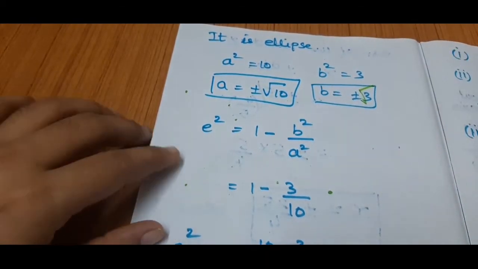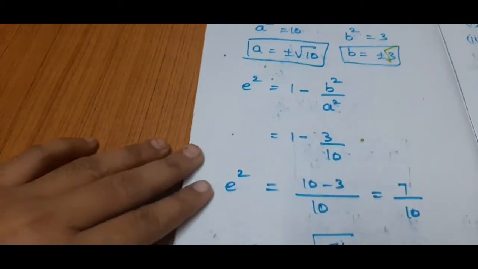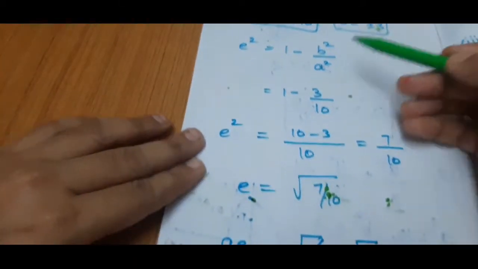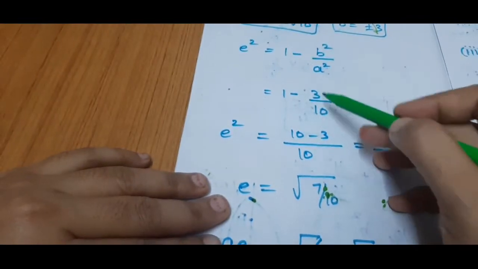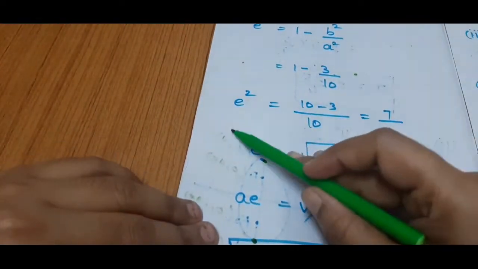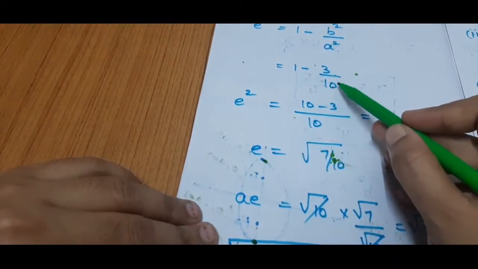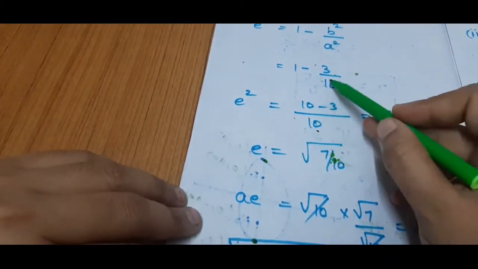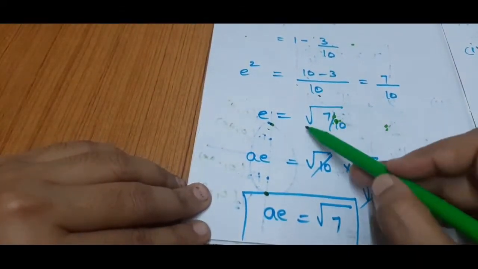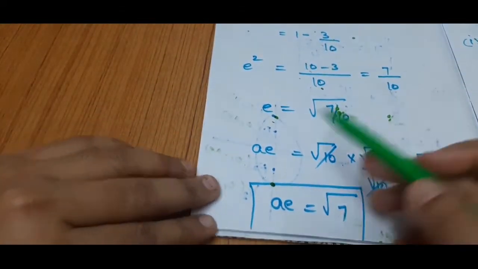So e square is 1 minus b square by a square. That is 1 minus 3 by 10, since b square is 3 and a square is 10. Therefore, e square is equal to, if you take LCM as 10, 10 minus 3, that is 7 by 10. So e is equal to square root of 7 by 10.